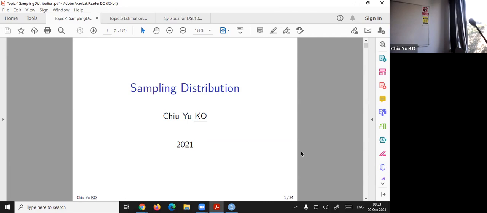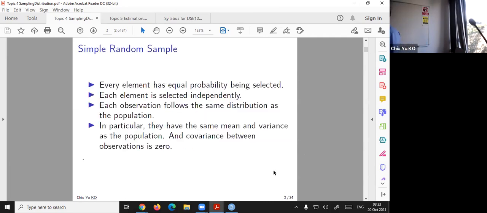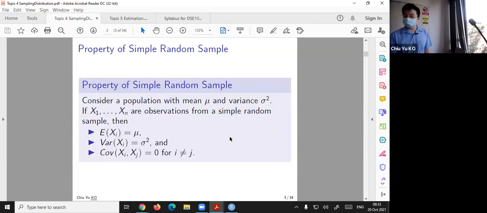Just a very brief review. What we're talking about first is a simple random sample. We said each element has the same probability of being selected, and the value of the first element doesn't affect the second element. It's possible that the first and second observations come from the same subject. That is all perfectly fine. This means each observation has the same mean mu, which is the population one, the same variance, and zero covariance.